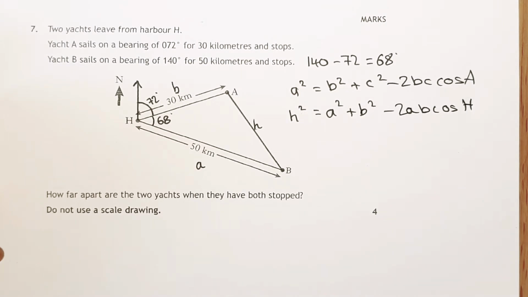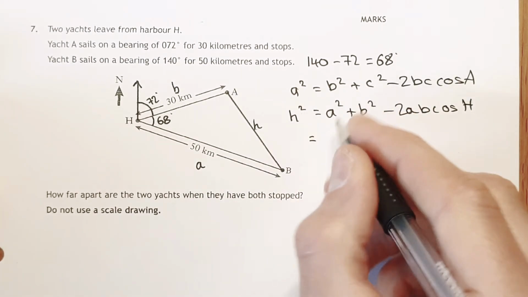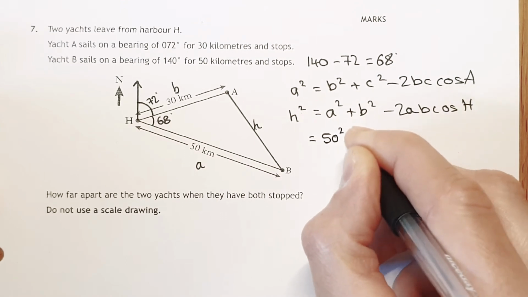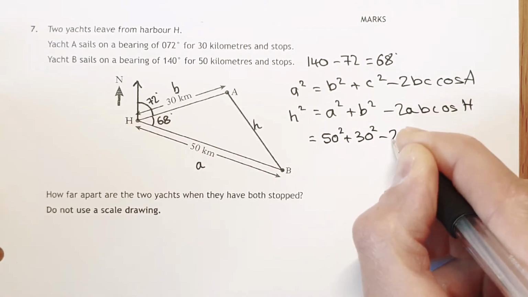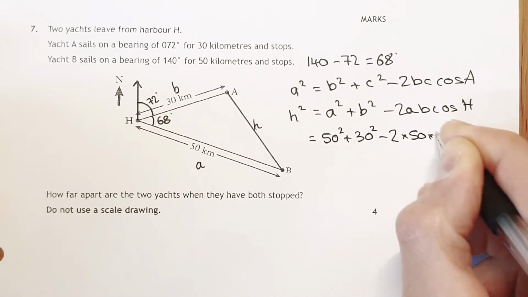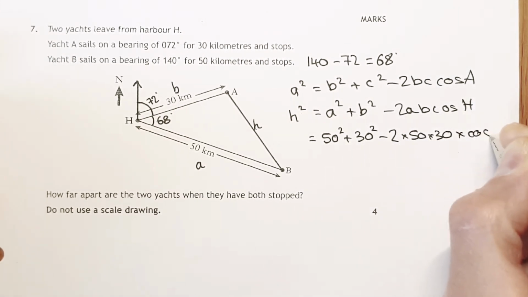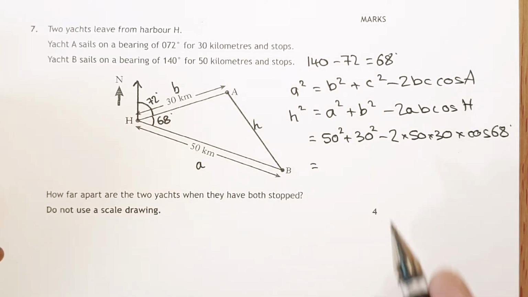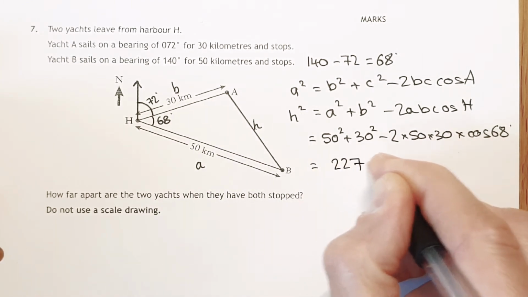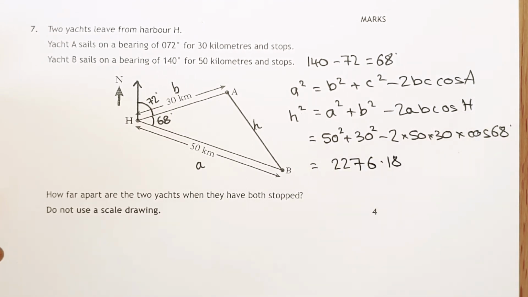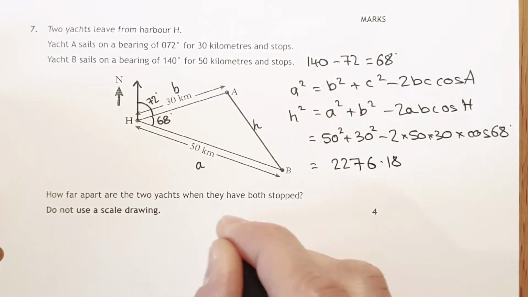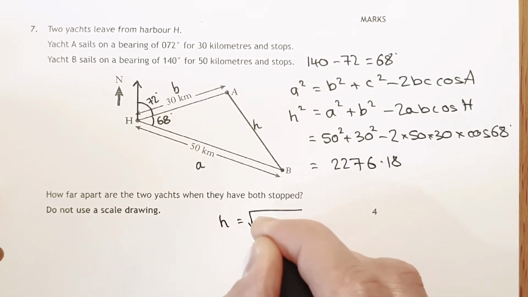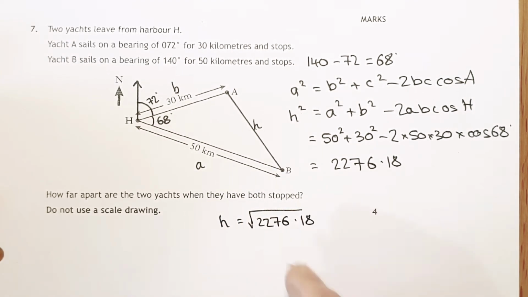And then we're going to sub in all these values, so it's going to be 50 squared plus 30 squared minus 2 times 50 times 30 times cos 68. And you can stick all that into your calculator, and when you do that you get 2276.18. Now bear in mind that's what h squared is, not h, so we need to find the square root of that. So h is the square root of 2276.18, and that is 47.7, and it's in kilometres.